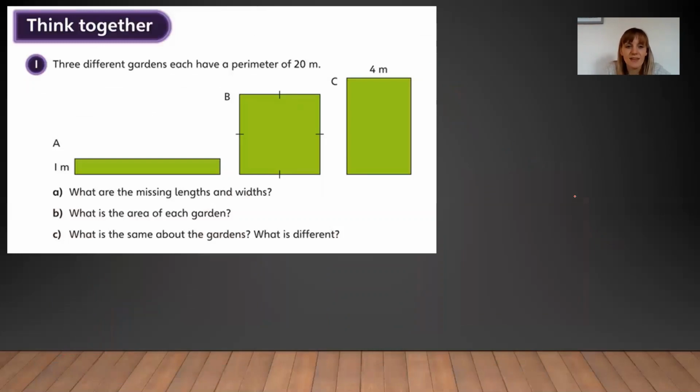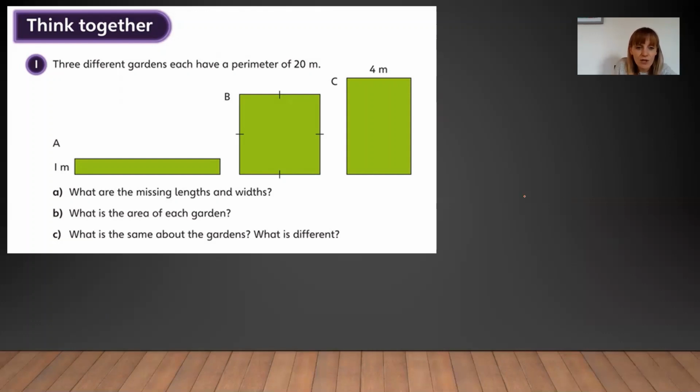All right, think together. Now then, we've got here 3 different gardens, which each have a perimeter of 20 metres. So this time all the way around the outside is 20 metres. What are the missing lengths and widths? Well, maybe you should have a go at pausing the video here and seeing if you can think about what the combinations are. All right, so hopefully you've paused and had a turn.